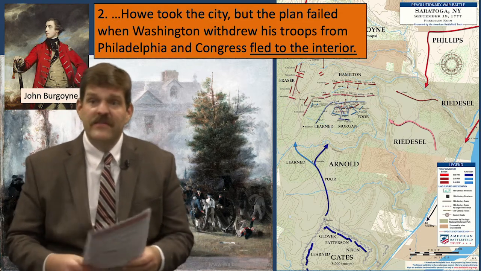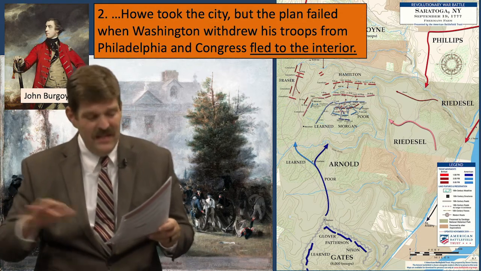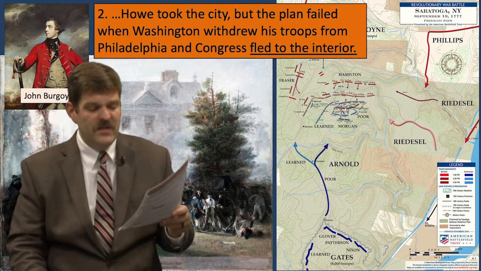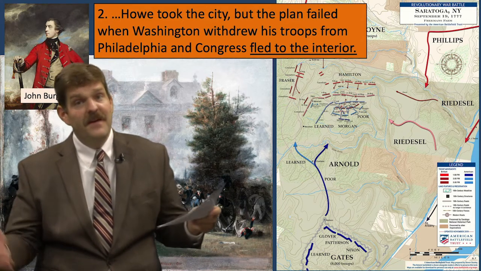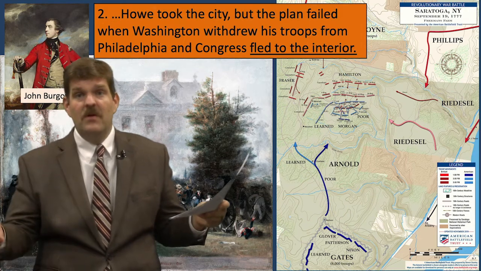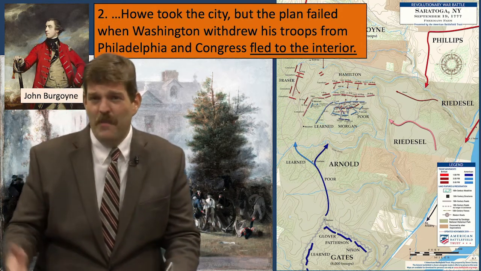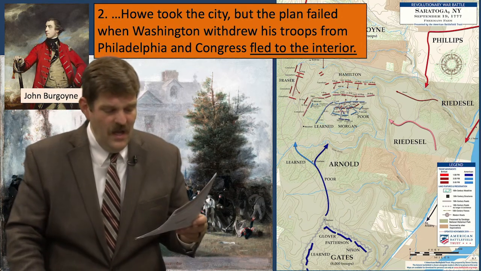The winter of 1777 into 78 was a pretty severe winter. The British were camped in Philadelphia. They had plenty of supplies. They were in the most populous, urbane city in the country.